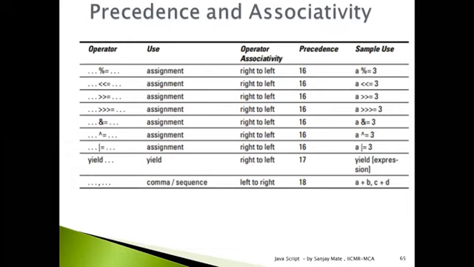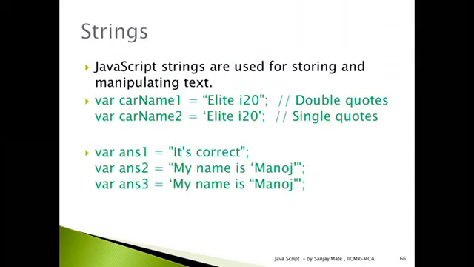Then at the last we are having the comma operator, thus the priority of the comma is lowest in all operators. After that, we are going to see the strings. So how to create the string?